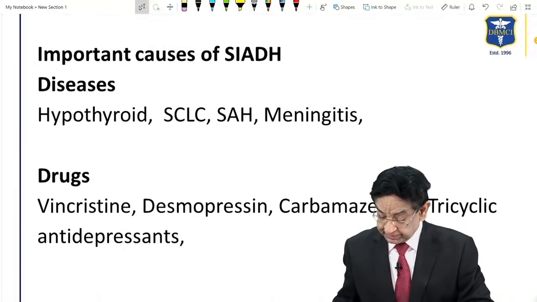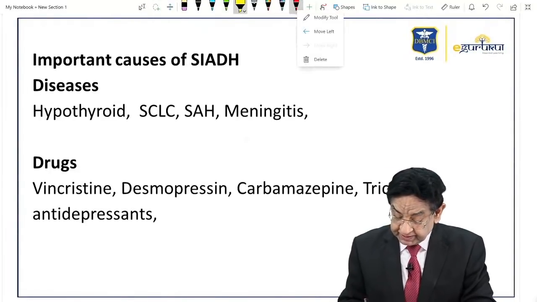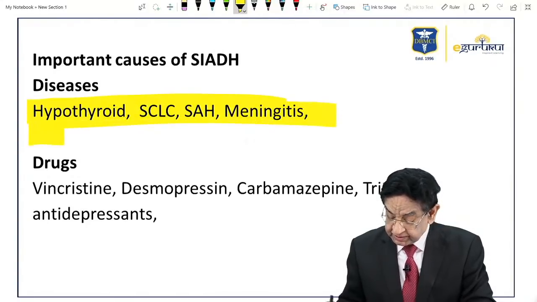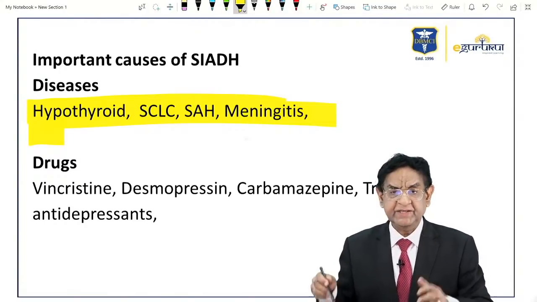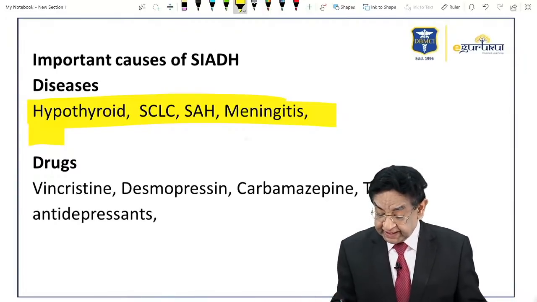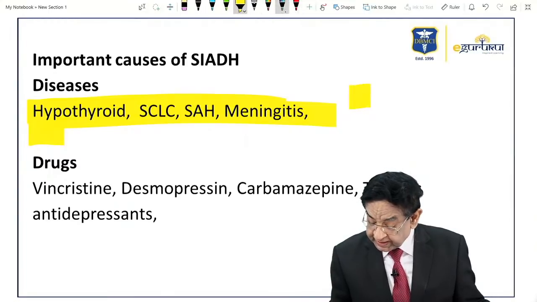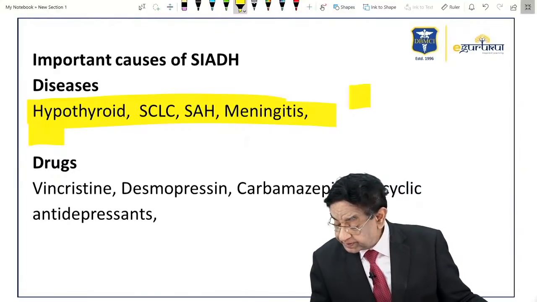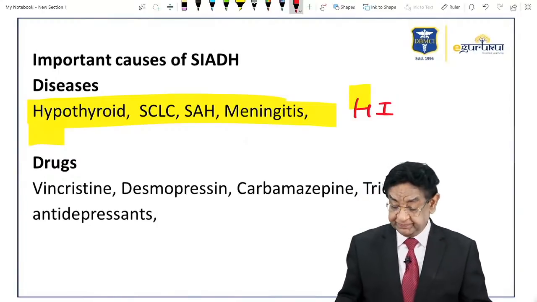So friends, this is a summary that you don't have to forget. Hypothyroid, small cell lung cancer, subarachnoid hemorrhage, meningitis or any infection, and of course head trauma. To the list you can add trauma or head injury, whatever you want to write. You can write head injury. HI stands for head injury.